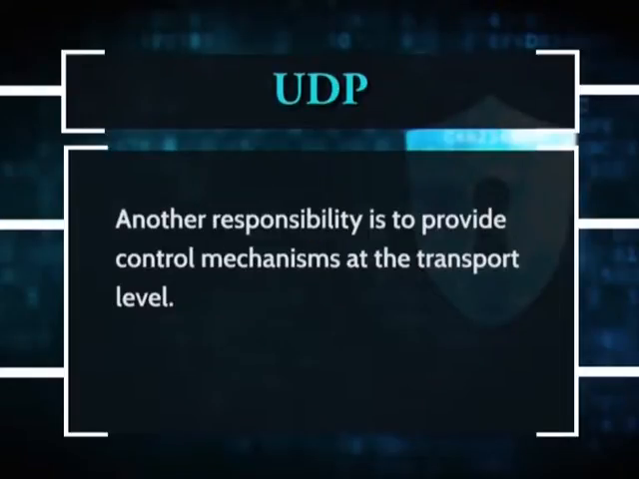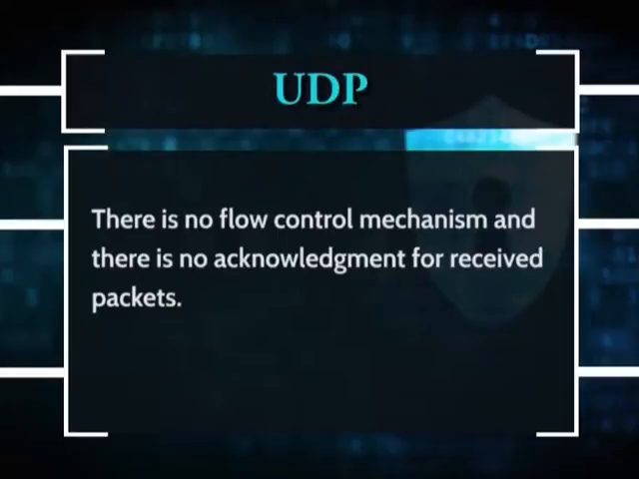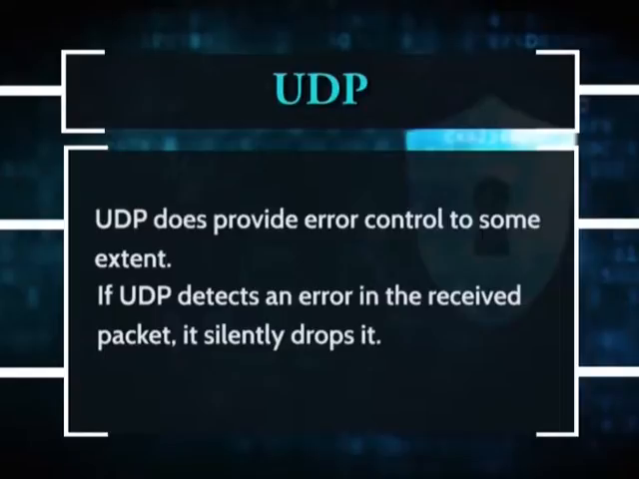Another responsibility is to provide control mechanisms at the transport layer. UDP does this task at a very minimal level. There is no flow control mechanism and there is no acknowledgement for received packets. UDP does provide error control to some extent. If UDP detects an error in the received packet, it silently drops it.